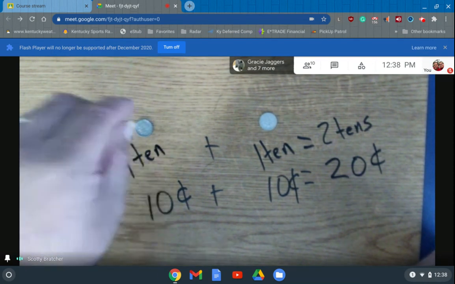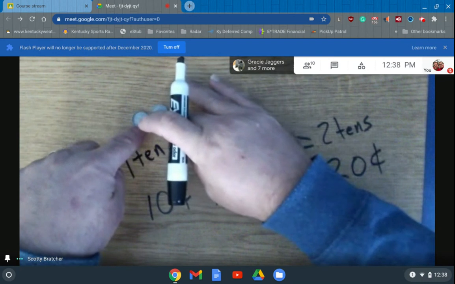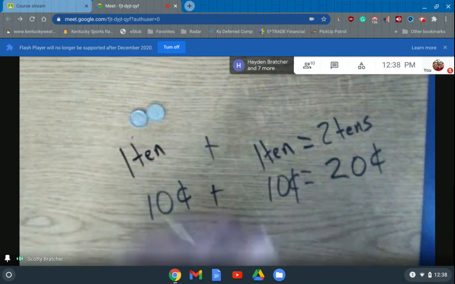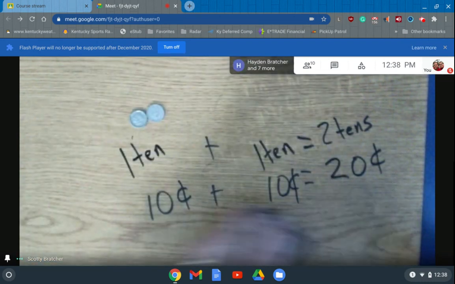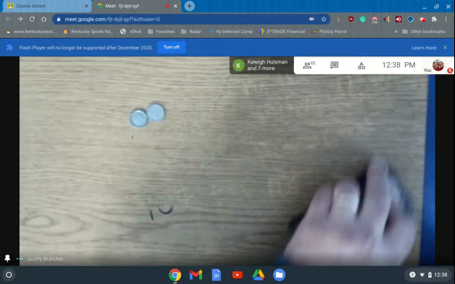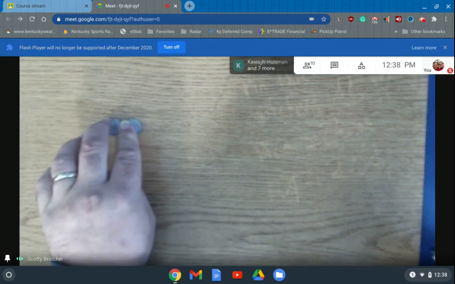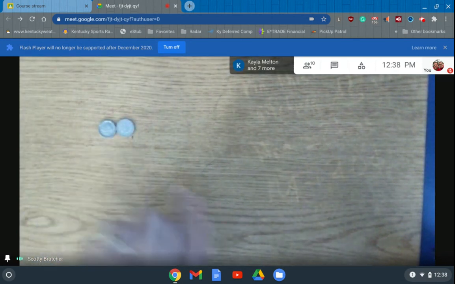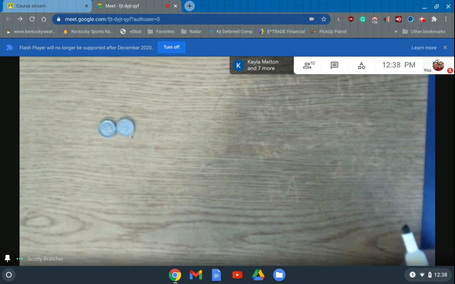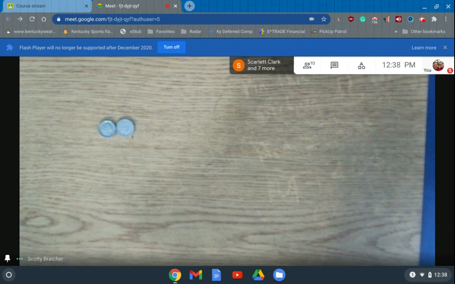So I'm going to put these 2 dimes together. So that's where we're at. We're at 20 cents. I'm going to erase this. All right, so I've got 2 tens, which is 20 cents. And I'm going to now just add 1 more 10. So I'm going to give you just a little bit of wait time so you can think kind of through it.